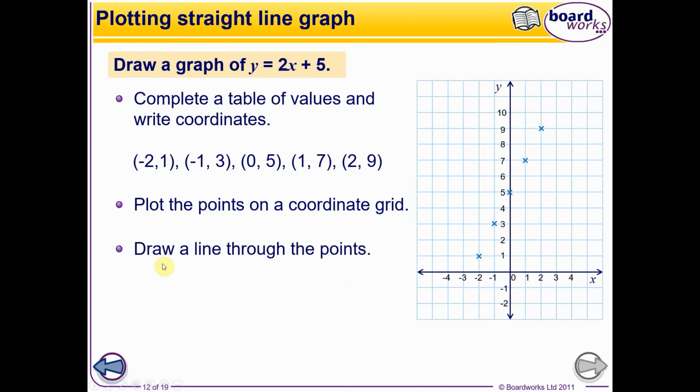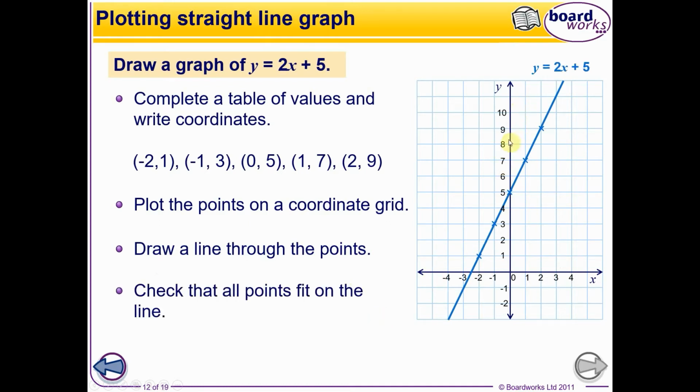Now what we have to do is draw a line through these points. The line should pass through every point. That is the line, and of course you have to check that all points fit on the line and then label the line. Just write the equation of the line, which is y = 2x + 5 in this case.